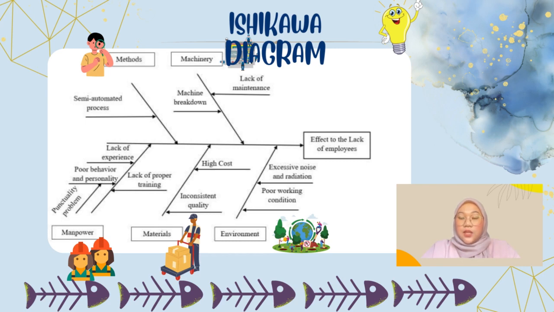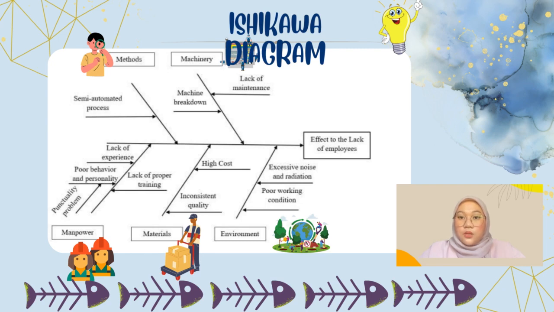Then, for machinery, they have frequent machine breakdown and lack of maintenance. The machine in every department in manufacturing normally operates 24/7 daily, so it is common for machines to break down. Furthermore, manpower are known as workers. There are issues which are lack of experience, lack of proper training for employees, and poor behavior and personality among the employees. This is because employees have punctuality problems when it comes to work.